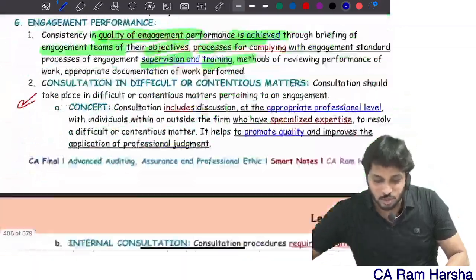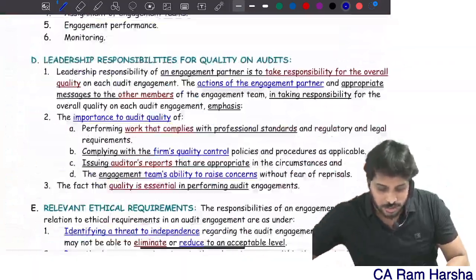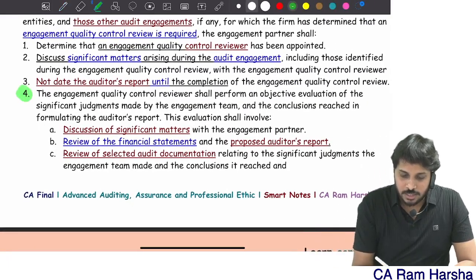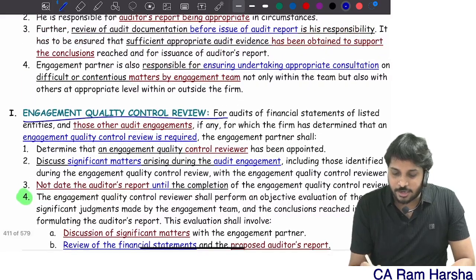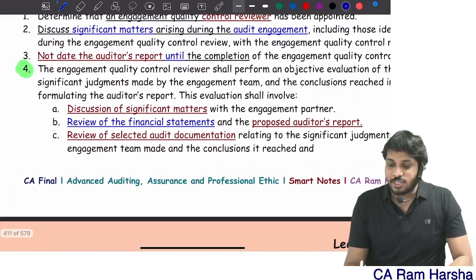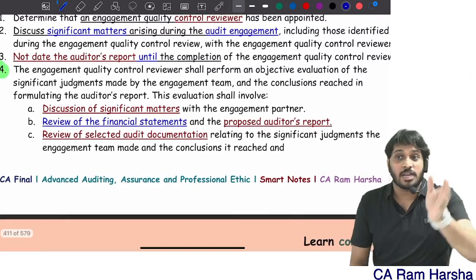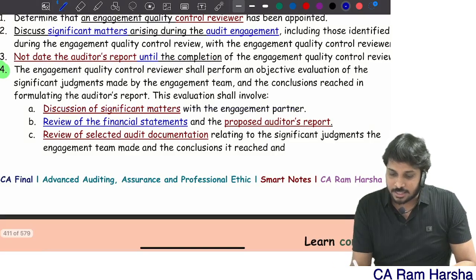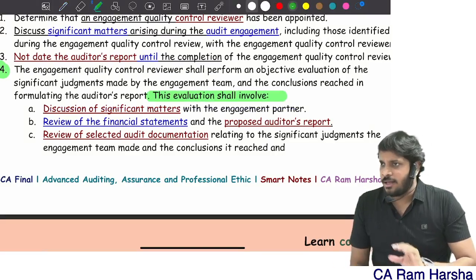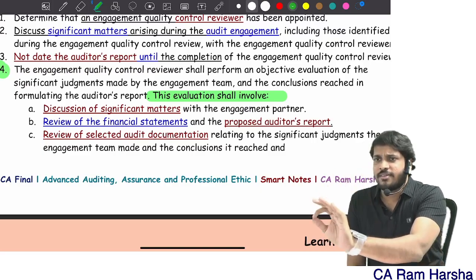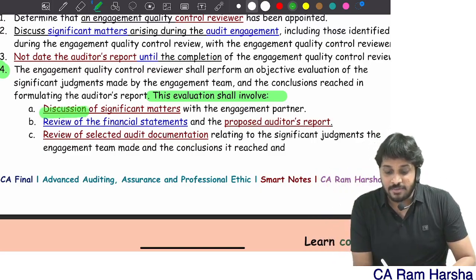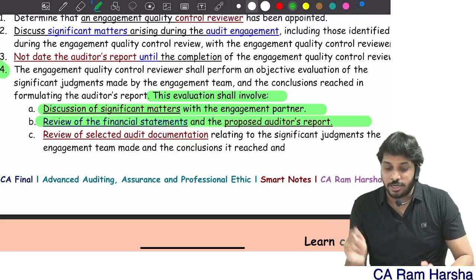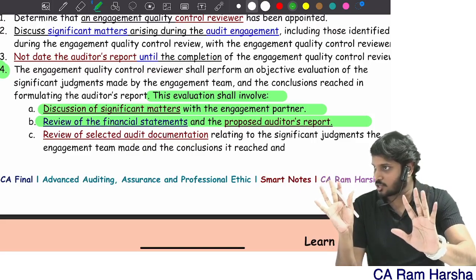Now, just once, in that one point, I just want you to observe. You see this sentence, engagement quality control review is there, right? Inside that, the engagement quality control reviewer shall evaluate what? He shall objectively evaluate. The evaluation involves what? He will discuss significant matters with the partner. He reviews whether the financials and the proposed audit report are matching, like whether they are suitable.